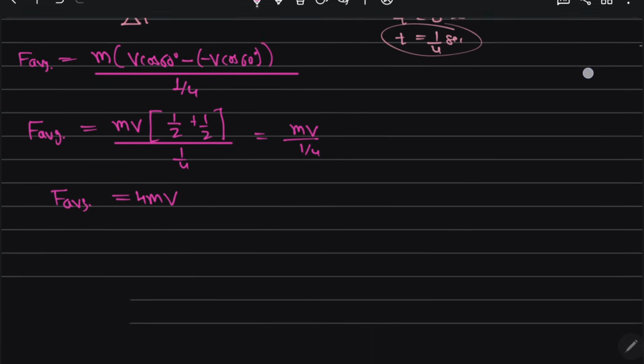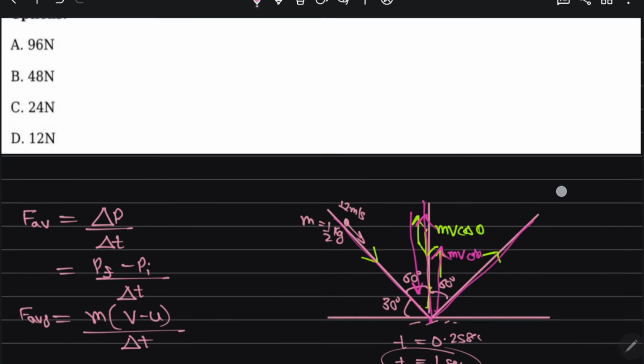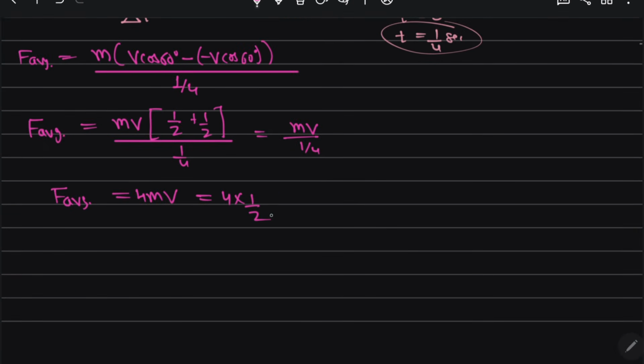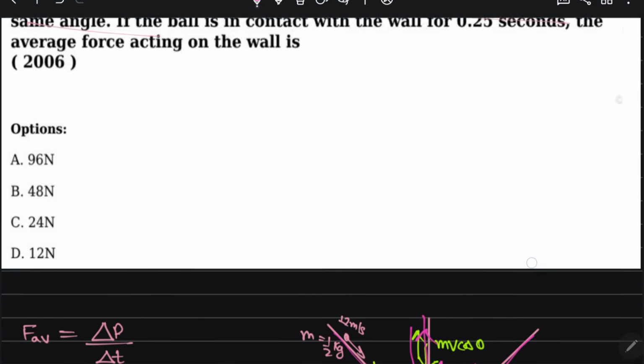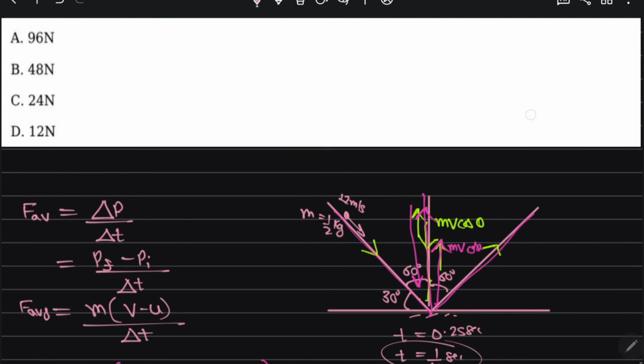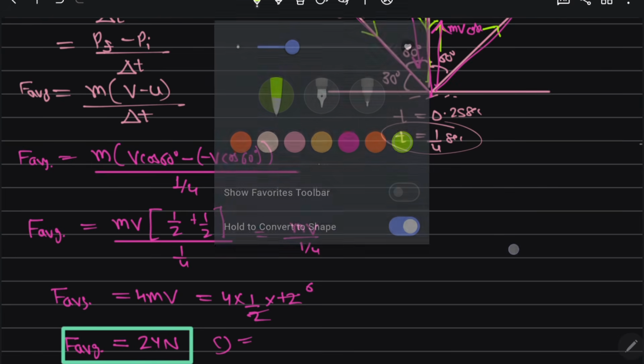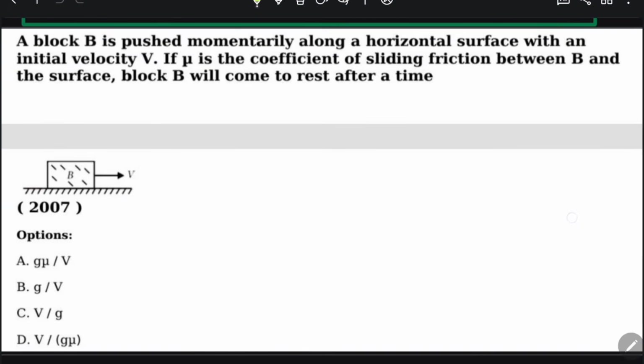So m is half, v is 12. So average force comes out to be, if I do this, 24 Newton. So which option is correct? Option C is correct, right? So shall I proceed to the next question? Right, this is our last one.